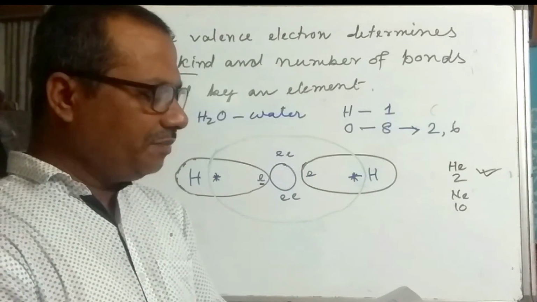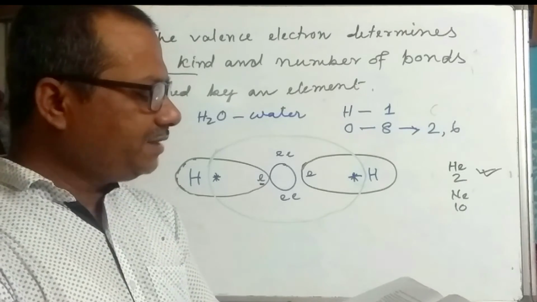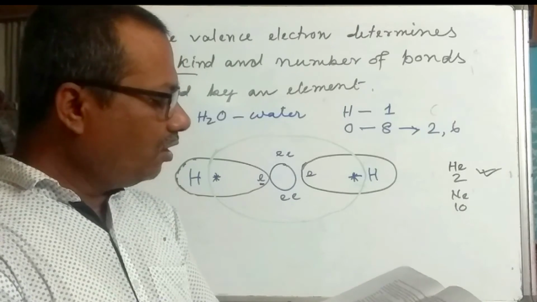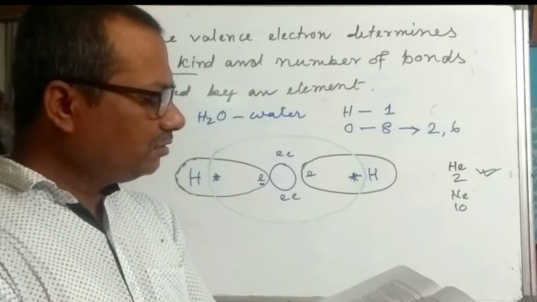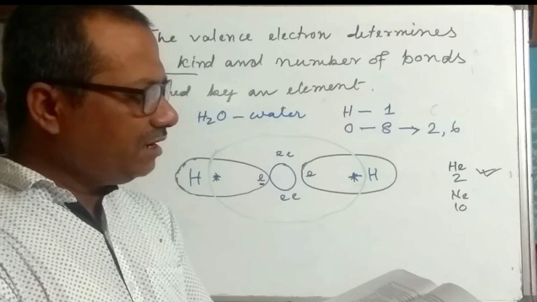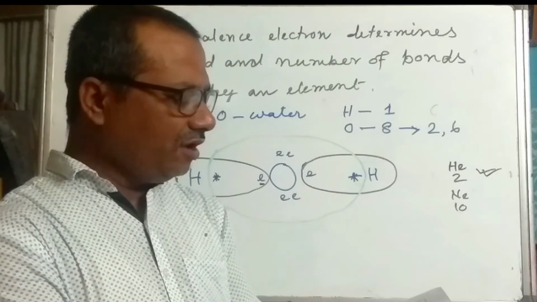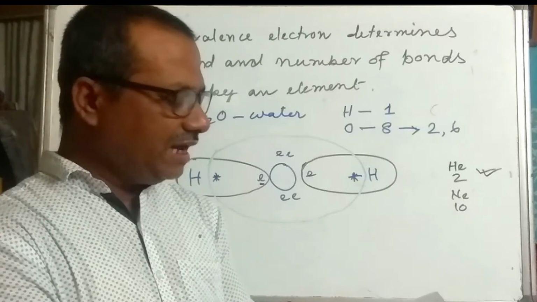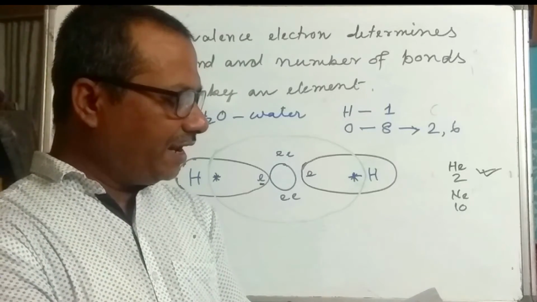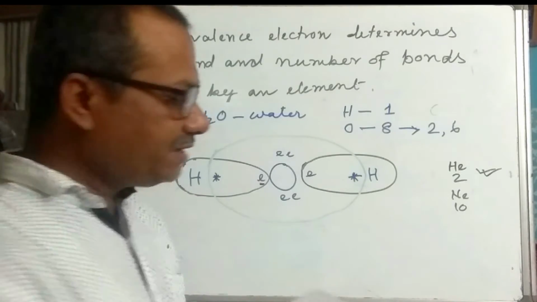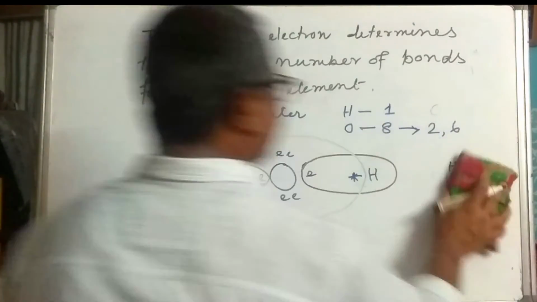Trend in the modern periodic table. The valency of an element is determined by the number of valence electrons present in the outermost shell of its atom. Yesterday I discussed these things.